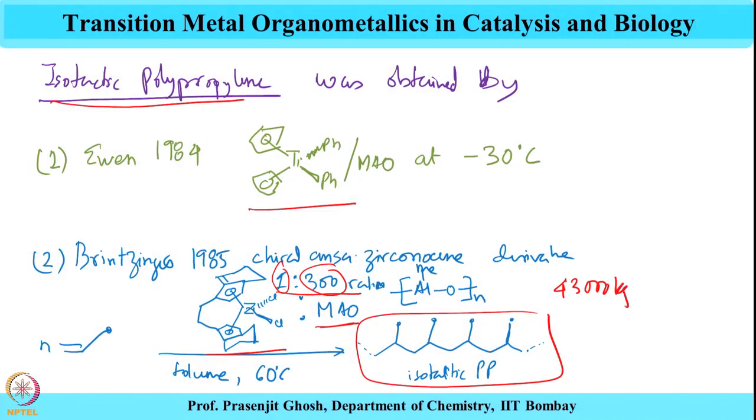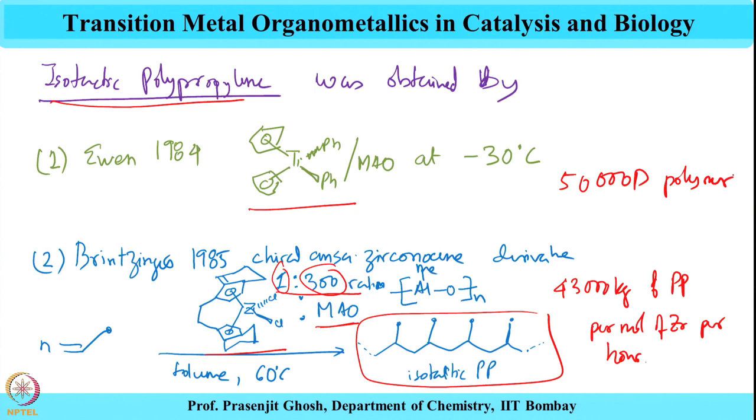So, this catalyst is extremely active and could produce about 43,000 kilogram of polypropylene per mole of zirconocene per hour, and as a result, about 50,000 Dalton polymer could be grown in 3.8 seconds. So, this is a tremendously active catalyst which was producing a huge amount of polypropylene under such conditions.